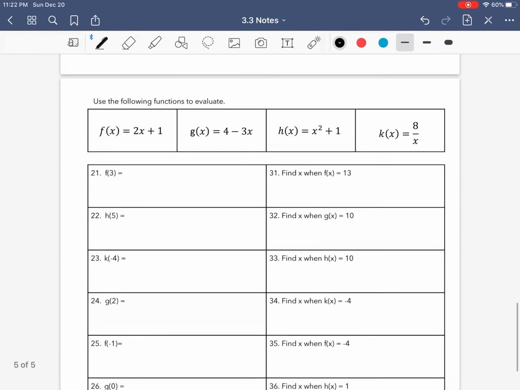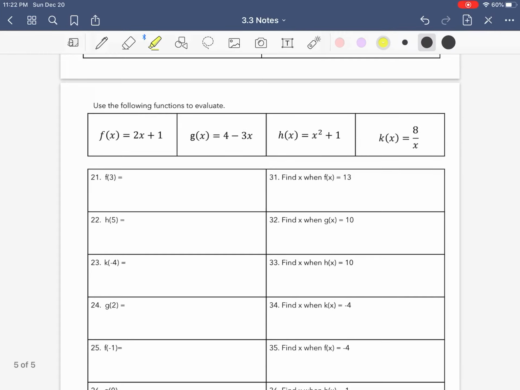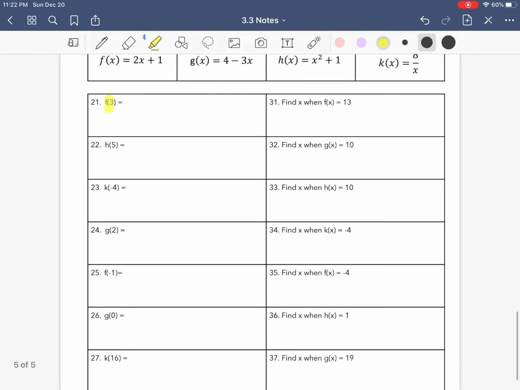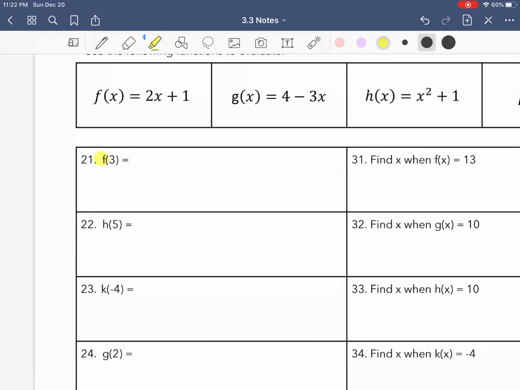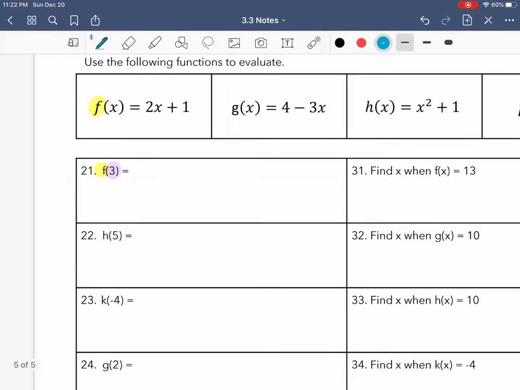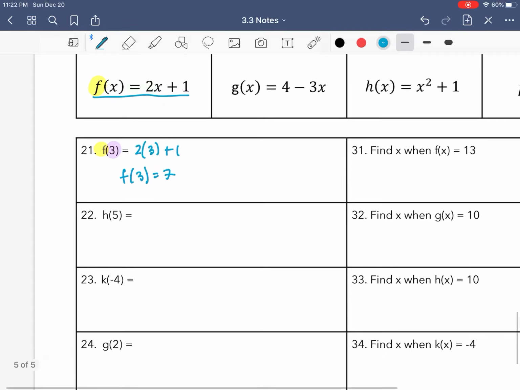It says use the following functions to evaluate. So on this left column, they're going to give you f of 3, h of 5, k of -4, g of 2. The thing you need to be careful of is to make sure you're looking for the correct function. So f is this function, and then they're going to tell you what to put into that. They're saying look at function f, put in the value 3. So f of x equals 2x plus 1. So f of 3 equals 2 times 3 plus 1. So f of 3 just equals 6 plus 1, which is 7.